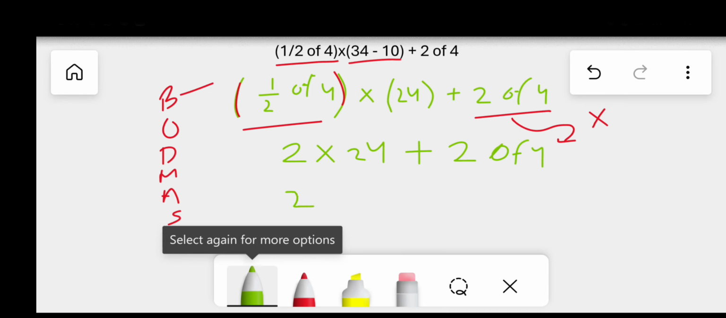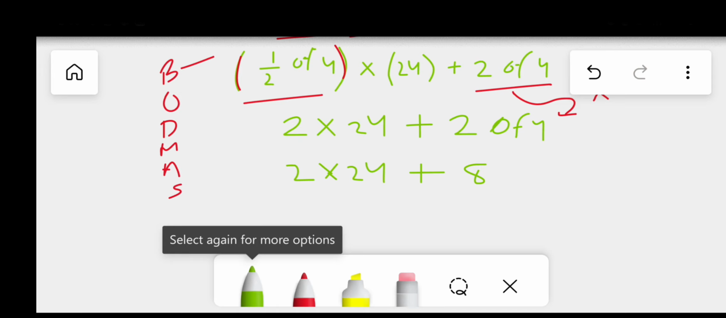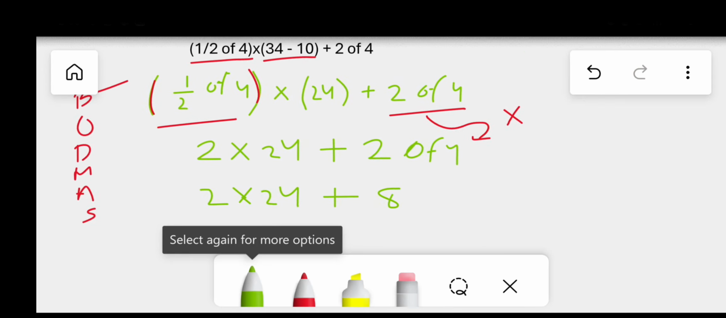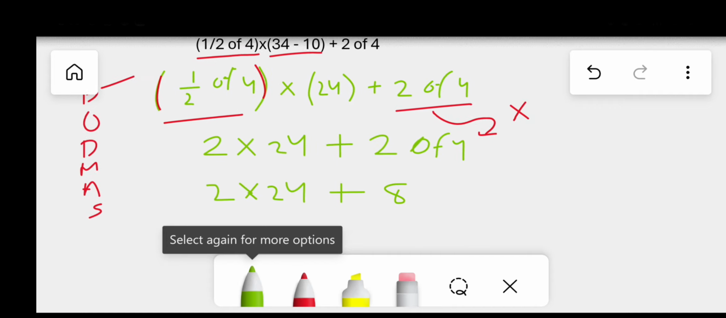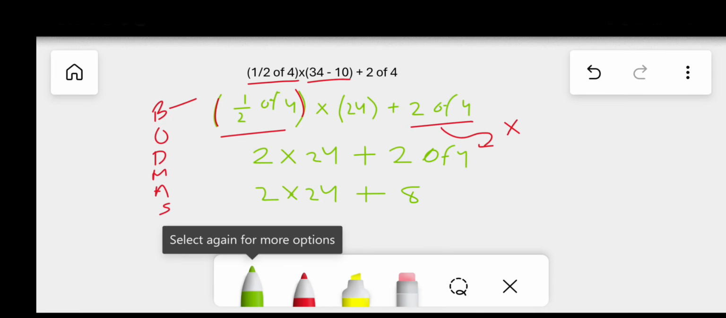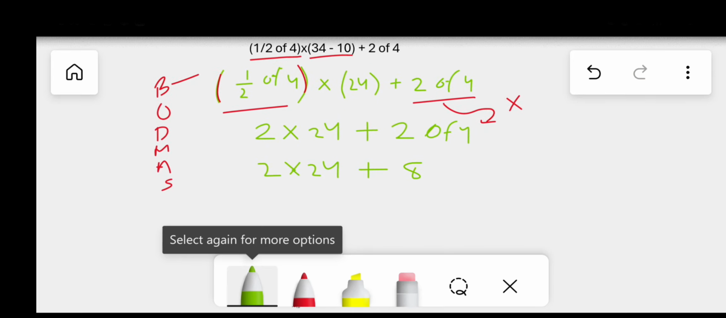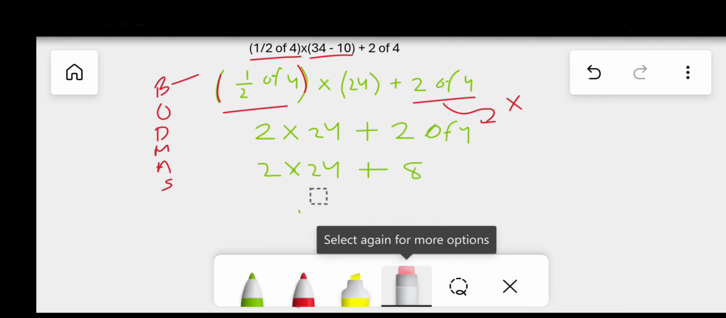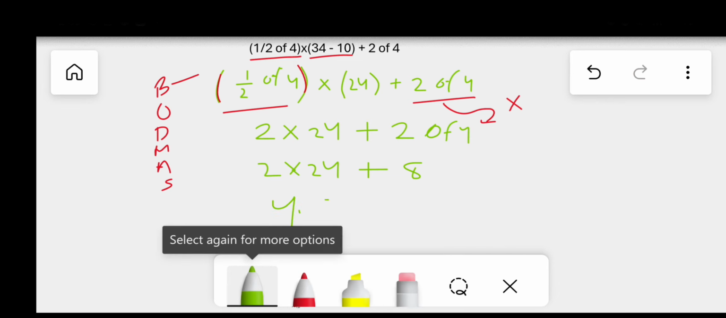So 2 into 24, plus we have 2 of 4, which will give us 8 because of is a function of multiply. And now we can easily solve that. Sorry for the disturbance, I'm extremely sorry. Yes, now it's perfect. So 24 into 2 will give us 48, and in addition with 8, which will finally give us the answer of 56.